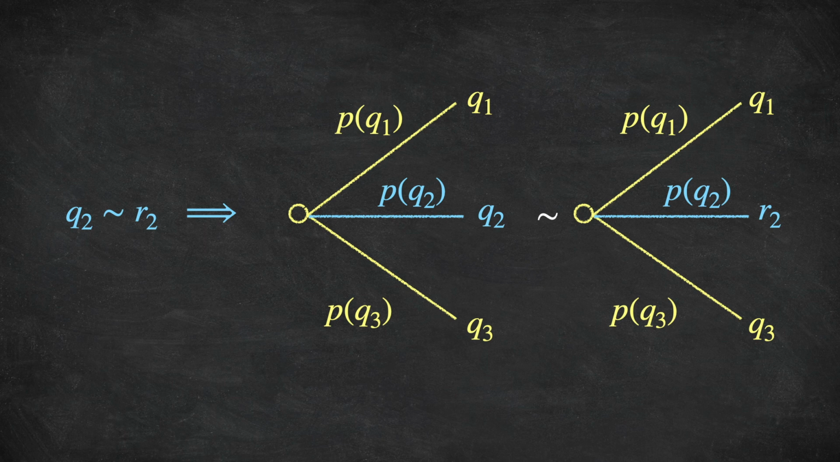That is common to both of these lotteries. The part that is different between these two compound lotteries, I've coloured in blue here. With some probability P of Q2, on the left-hand compound lottery, I get lottery Q2, and on the right-hand side, with the same probability P of Q2, I get the lottery R2 instead. The substitution axiom says, since I like Q2 and R2 exactly the same, I'm indifferent between them, then I will also be indifferent between these two compound lotteries.